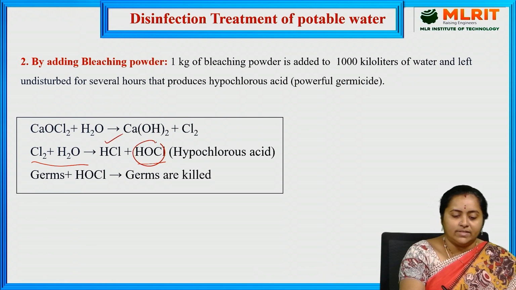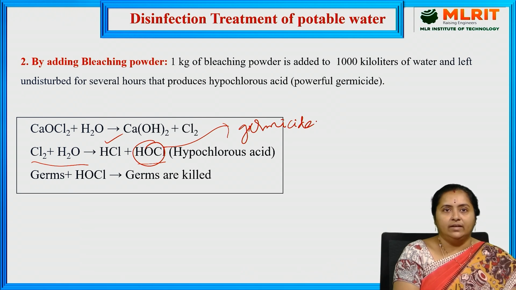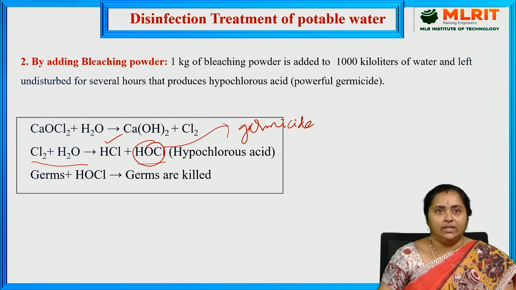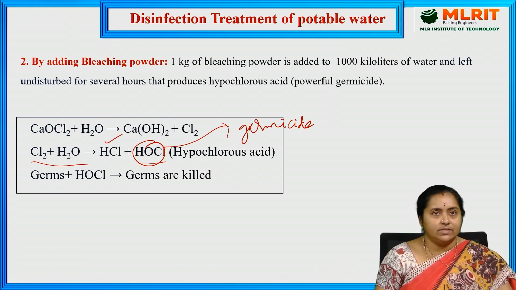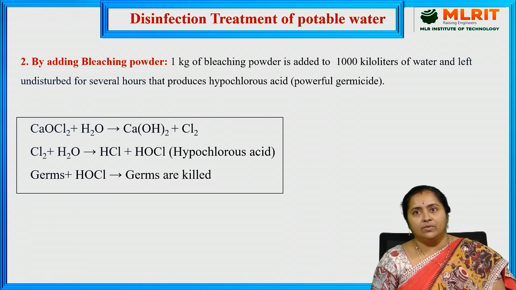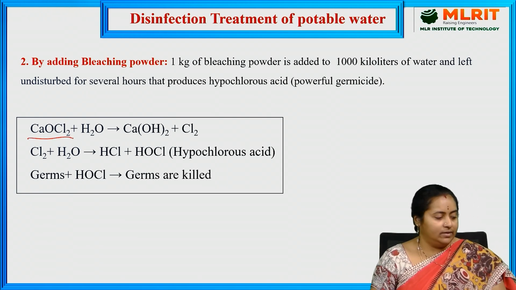This hypochlorous acid is a very good germicide. It has germicidal effects. It is a very good example of a germicide. So, if this HOCl is produced in the water, it is able to kill the germs or pathogenic organisms that were present in the water sample, so that the water becomes free from infection, right? So, this is the second method. The first method, the oldest and traditional method, is boiling the water. The second one is simply adding bleaching powder, that is calcium hypochlorite.